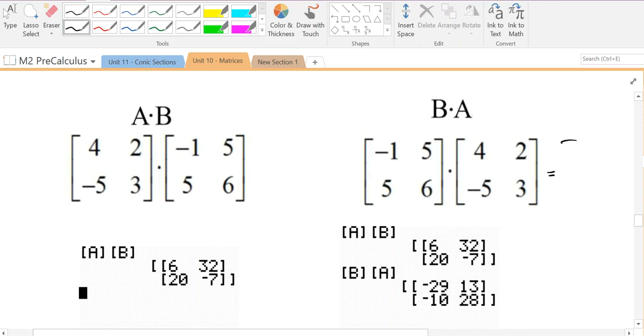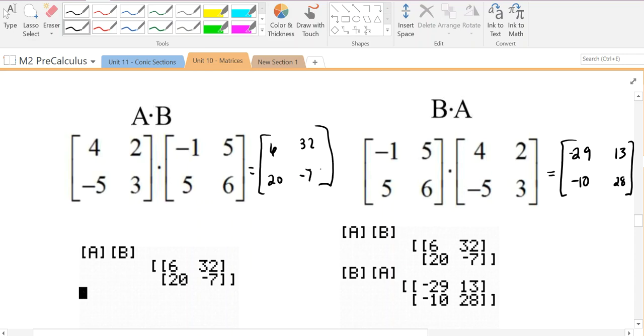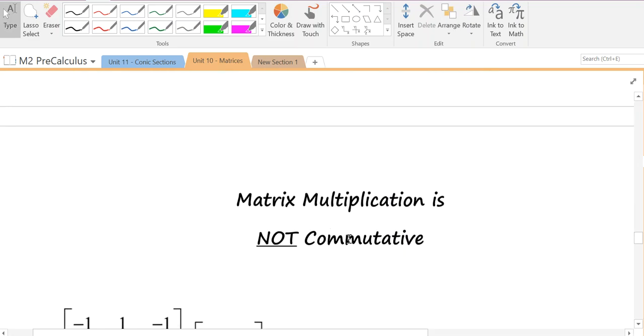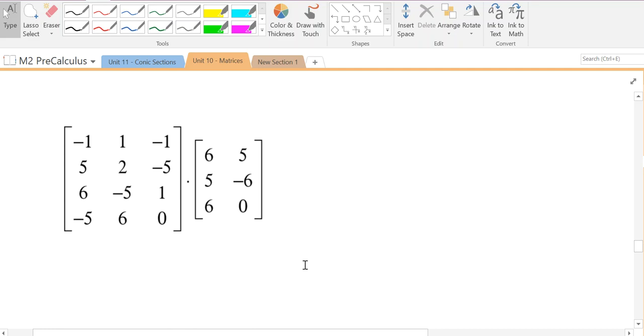So this one came out as -29, 13, -10, and 28. And this one came out as 6, 32, 20, and -7. Now, are there some combinations of numbers that would magically come out the same? Yes. Okay. But as a rule, matrix multiplication is not commutative. You can't just switch the orders and get the same answer. Okay. You get different answers if you multiply in different orders. Boom. Not commutative. Yikes.